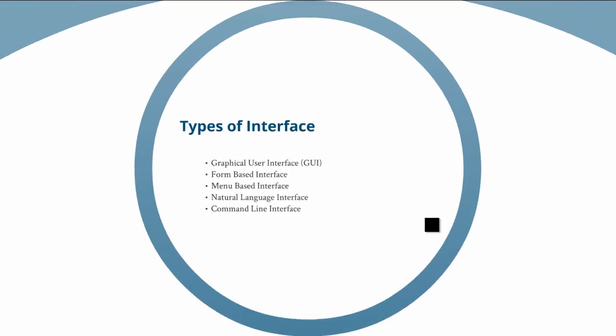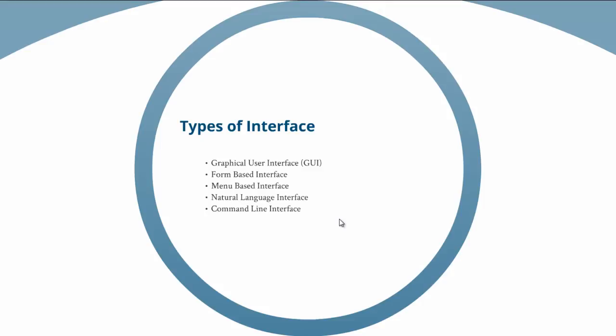So the different types of interface you need to know are the following: graphical user interface, form-based interface, menu-based interface, natural language interface, and command line interface. You will probably have had experience of GUI, form-based, menu-based, and natural language. Some of you will have had experience of command line, so you can relate this to things you have seen before. But we'll look at some examples as we're going through this as well, and I'll play you a few video clips also.